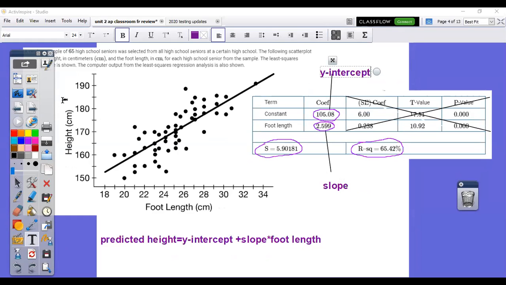All right, so I'm going to switch over now to work out part A on a separate sheet of paper. Because what they're asking us in part A is, let me make sure I know what they're asking us about. They're saying, calculate and interpret the residual for the high school senior with a foot length of 20 centimeters and a height of 160 centimeters. So that's this person right here, right?